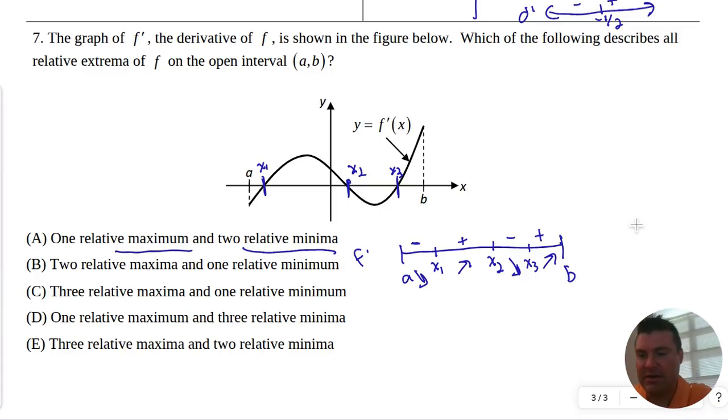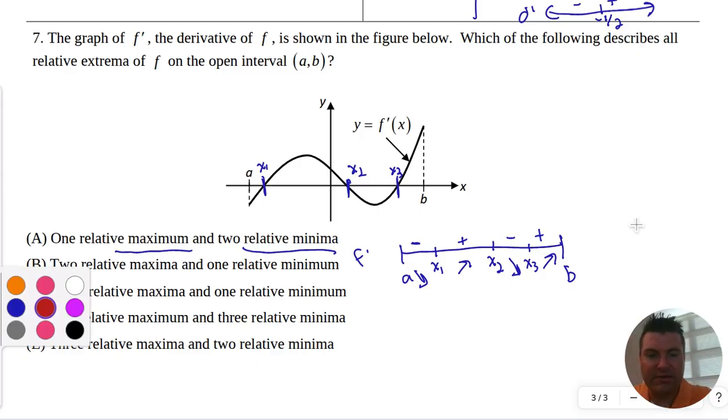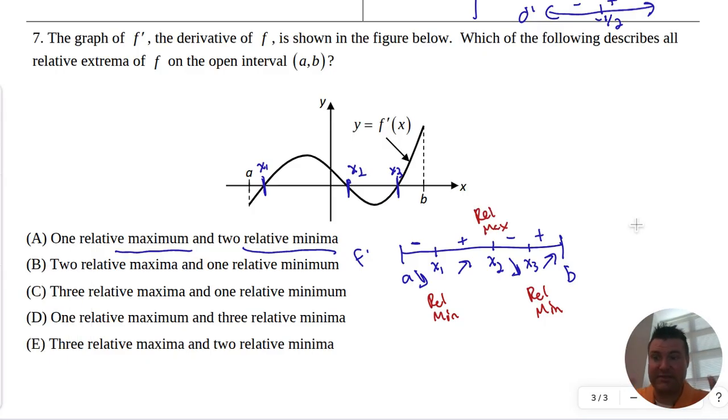So you can see right here that I have a relative min here. I have a relative min here. And actually, I have a relative max right up here. So that is going to match A. Just real quickly, make sure I didn't mess up here. Let me look at B.